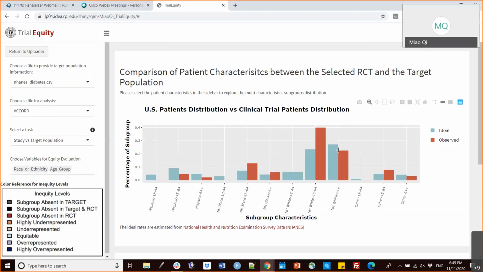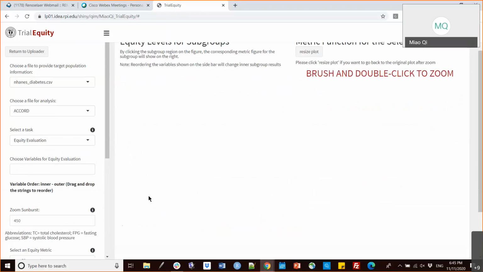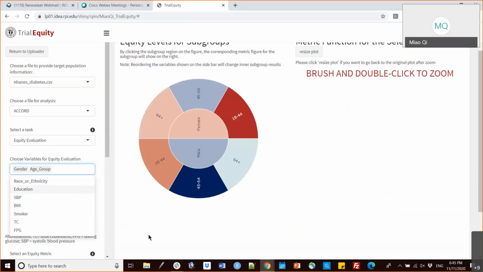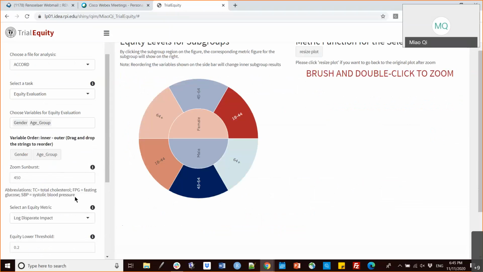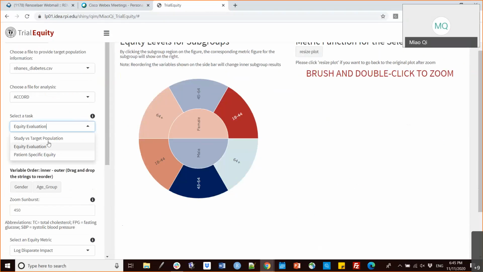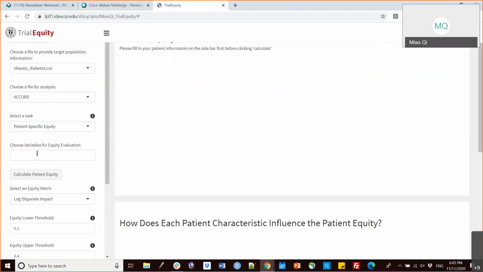And when you see this group here, you may think, oh, maybe it's equitable. But if you want to make a further decision, you may need to go toward equity evaluation to do a deeper analysis. This one is exactly the same as the one for the researchers, so I will skip this one here. And the last task for the physician is to do the patient-specific equity analysis.